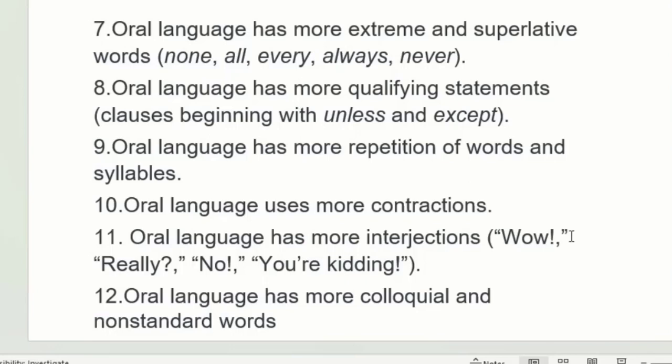So I've been encouraging you, please, I hope you have started learning how to write properly. If you are used to using WhatsApp language, if you are used to using one syllable instead of normal syllables, be careful with that. Any question on oral language?